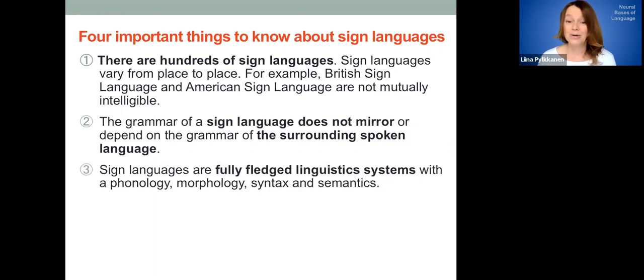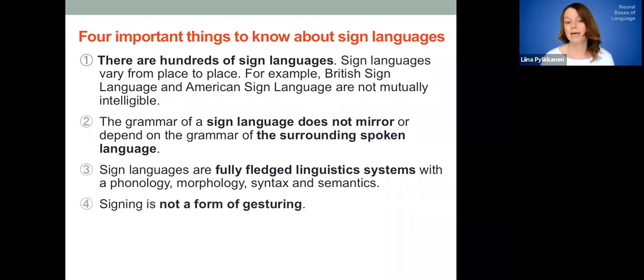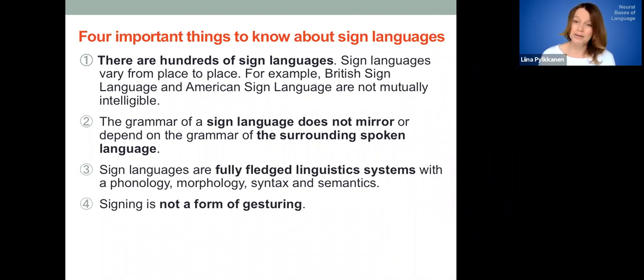Third, sign languages are fully fledged linguistic systems with phonology, morphology, syntax, and semantics, so distinct representational levels, just like in spoken languages. Four, signing is not a form of gesturing.